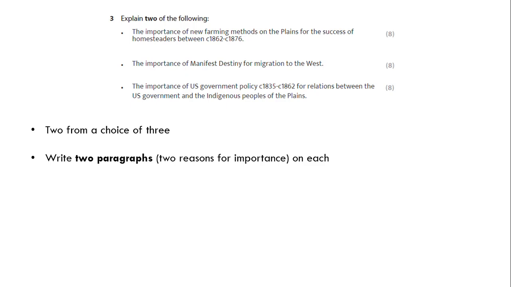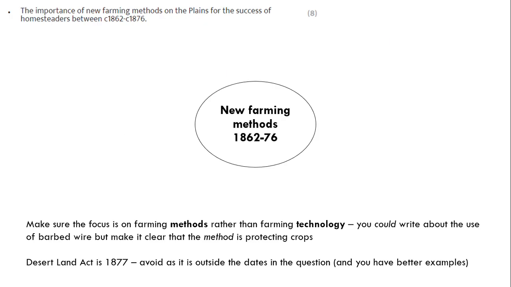I don't think you'll get the second and third one on the same paper, to be honest with you, but I think you'd like to get one of them. Which one? Don't know. Let's start with our first question then, which is on new farming methods for the success of homesteaders. Importantly, the specification refers to both farming methods and farming technology. So while you could write about the use of barbed wire, that's an example of technology. You'd need to link that to a method, which is they're trying to protect their crops.